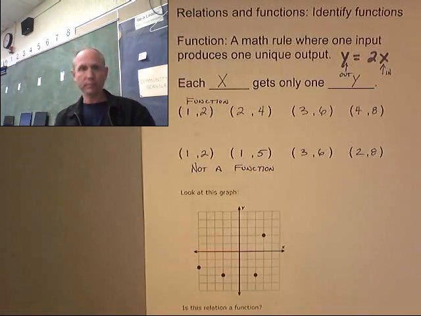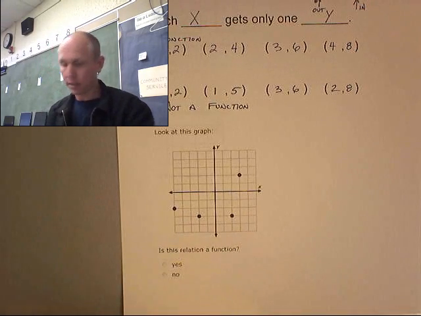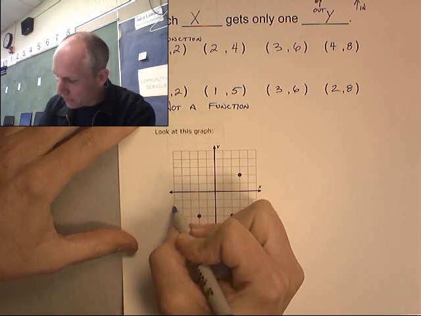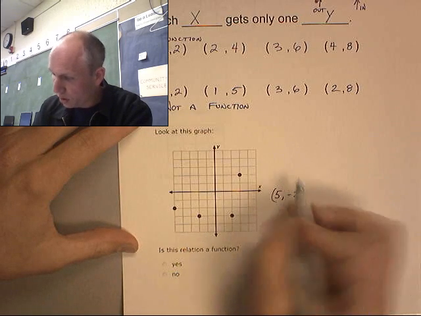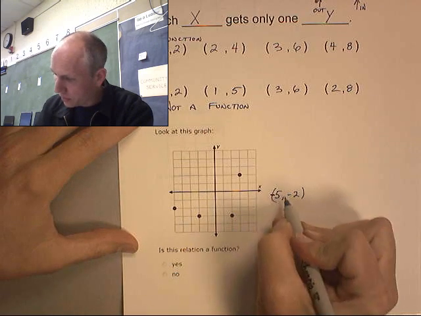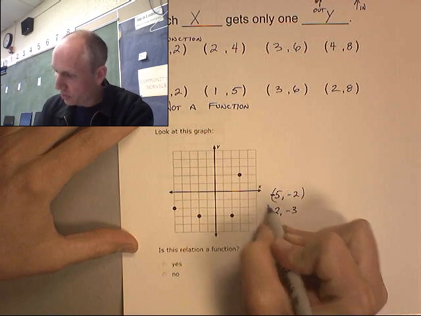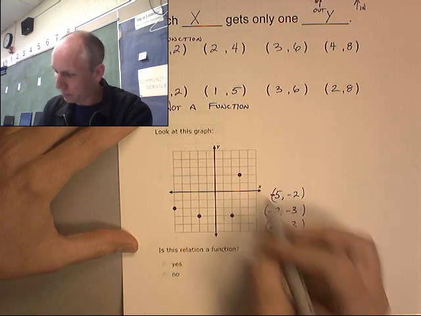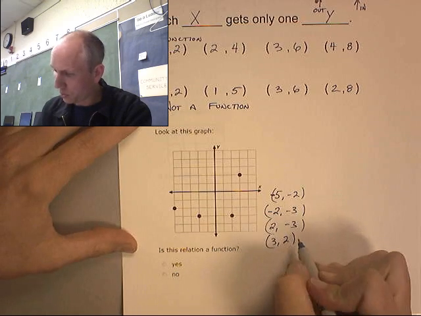Okay, so let's look at some functions here. Or are they functions? Look at this guy. What is this? 1, 2, 3, 4, 5. This is negative 5, negative 2. That's cool. Sorry, that was actually negative 5, negative 2. This is negative 2, negative 3. This is 2, negative 3. That's okay. And this is 3, 2.